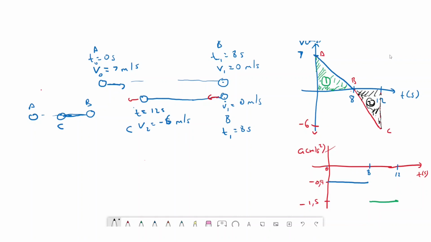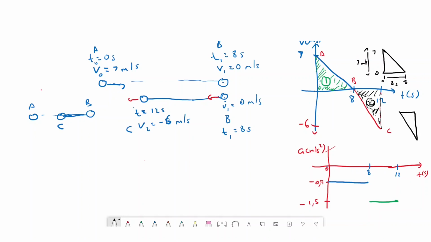So this first triangle looks like this. It has a height from 0 to 7, so the height is going to be 7 meters per second. And then the base is going to be from 0 to 8, so it's going to be 8 seconds, because it's 8 minus 0. That's the base. Then you have this one, which looks like that.